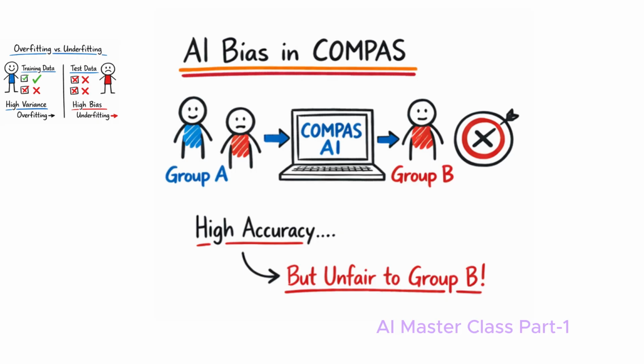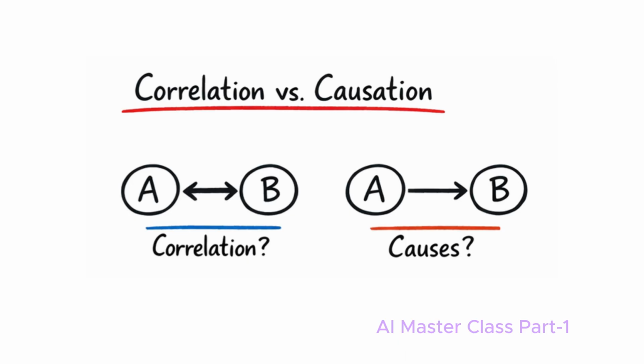Now let's talk about two more concepts that mostly confuse people: correlation and causation. These two words may sound similar, but they represent different things, and confusing them with each other will lead to really bad decisions in machine learning. Let me start with correlation first.